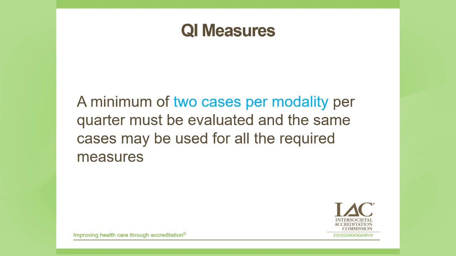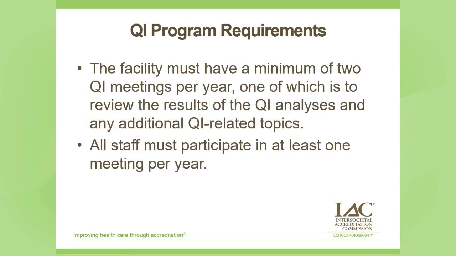We mean 2 cases per facility, and that even includes if you have multi-sites. This is a minimum requirement, but we only require 2 cases per modality you're seeking accreditation in per quarter to be reviewed. Exactly. It's a very easy minimum to reach. If you're doing more, we always encourage that. More is better, better information, more data, but we only require 2.